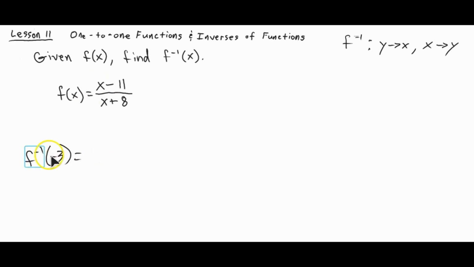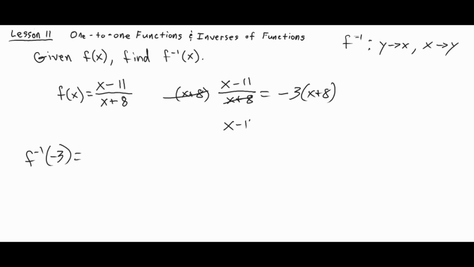So basically what you can do to solve an inverse is take your original f of x, x minus 11 over x plus 8, set it equal to the input of the f inverse, which is negative 3. And now we're going to multiply by x plus 8 to cancel the denominator, or not cancel, sorry, to balance the equation. So we cancel the denominator on the left, and we get x minus 11 is equal to negative 3 times x is negative 3x. Negative 3 times 8 is negative 24.